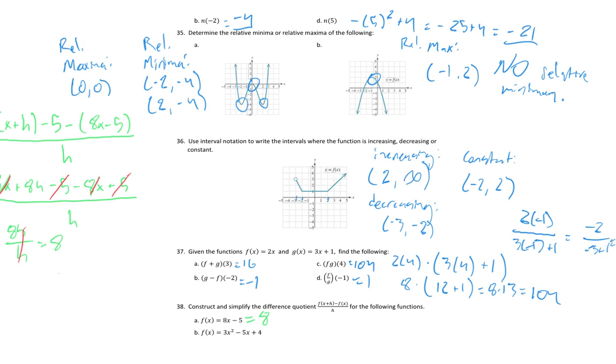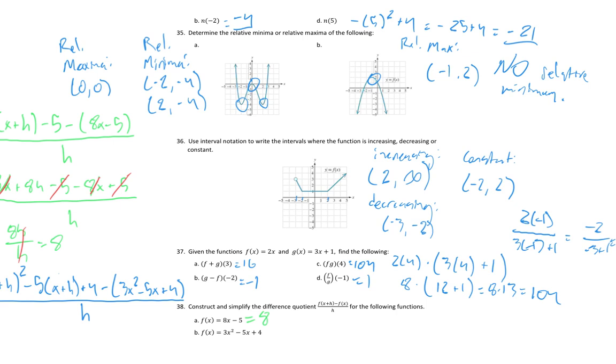I'm going to work this next one in blue again. Okay, so 3x squared minus 5x plus 4. Well, let's just plug it all in. So 3 times x plus h, squared, minus 5 times x plus h, plus 4. Okay, now minus f of x. 3x squared minus 5x plus 4, over h. Okay. Okay, cool. So now we're ready to do some simplifying.